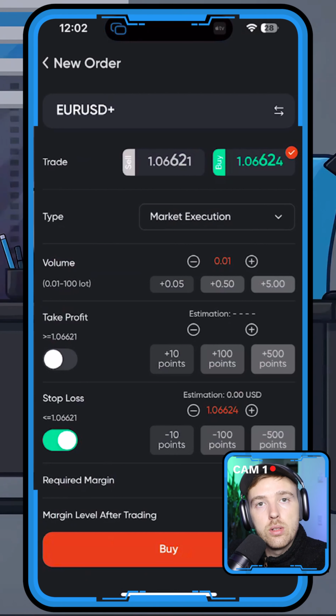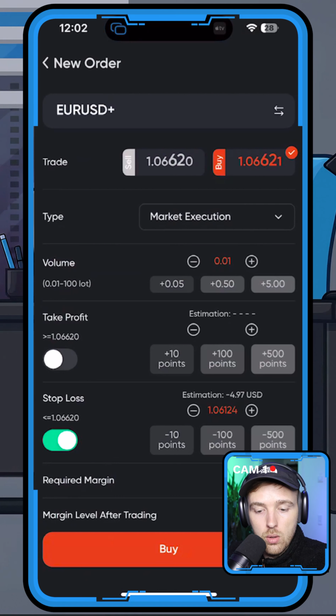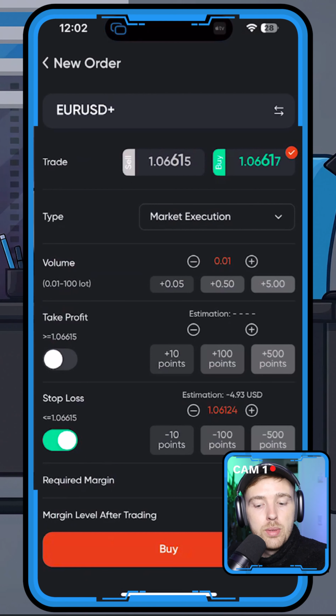They do points here, but 500 points is 50 pips and 100 points is 10 pips. So let's just say that we are having a stop loss of 50 pips, so 500 points. We click that, and now it gives us an estimation that our total loss would be a potential of $5. Now we have $1,000 in our account and we would be willing to risk at least 5%.